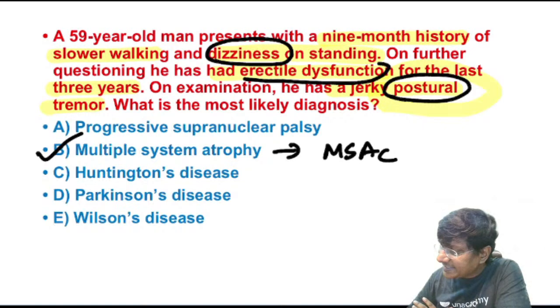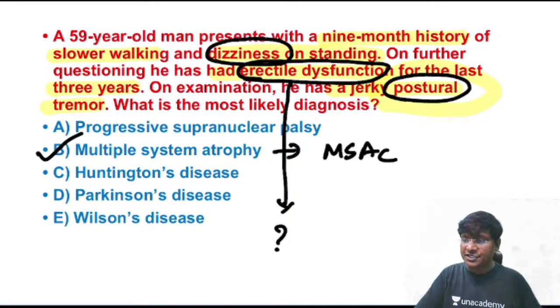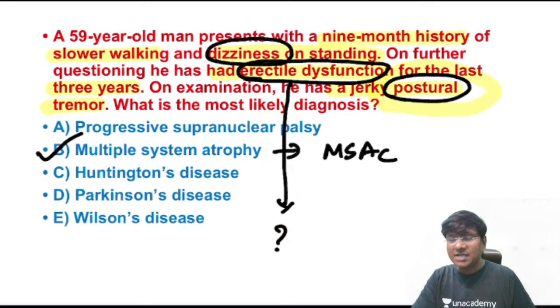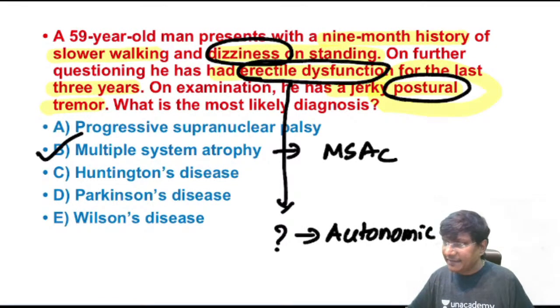Now, can anyone tell me why there is erectile dysfunction in this patient? Because these patients with Parkinsonism also have autonomic insufficiency. As a part of autonomic insufficiency, there can be erectile dysfunction. Yes, Rahul, what is atrophied? Right, so erectile dysfunction is due to autonomic insufficiency here.